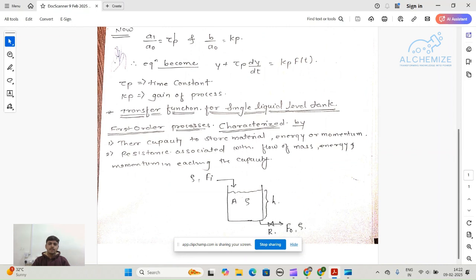Then we will deal with the characteristics of the first order system. Its capacity to store material, energy, and momentum. The first order system is one which stores material, energy, and momentum. For example, a single liquid level tank stores material, and it also stores energy. The input flow rate is Fi, and the output flow rate is F naught. So momentum transfer is there. So it's a first order system.